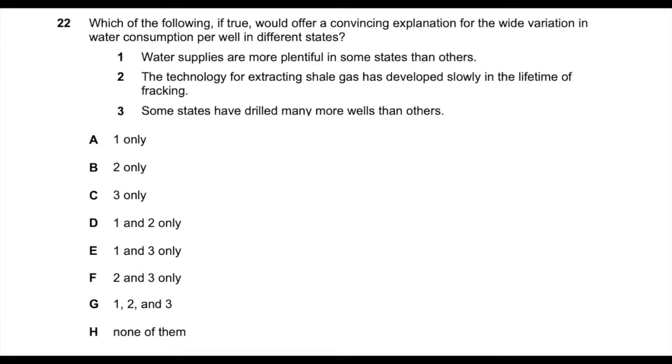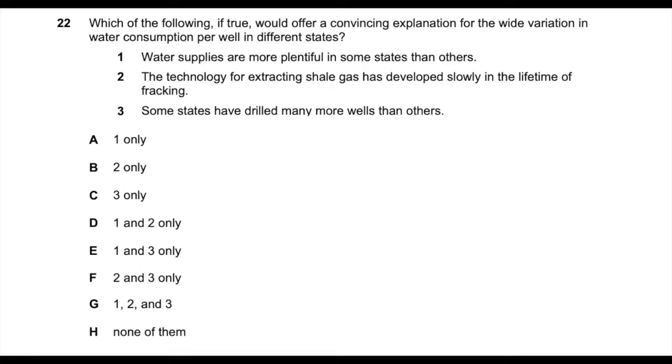If true, Statement 1 would not offer a convincing explanation for the variation in water consumption because Texas consumed the most water even though it was struggling from extreme drought. If true, Statement 2 would not offer a convincing explanation because even if the technology has developed slowly over time, this doesn't explain variation between states in each year. If true, Statement 3 would not offer a convincing explanation because although Texas drilled the most wells, Louisiana consumed the most water per well.